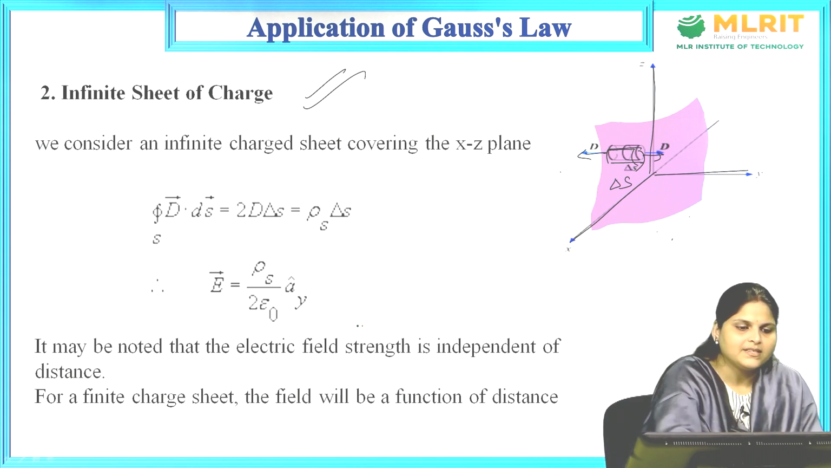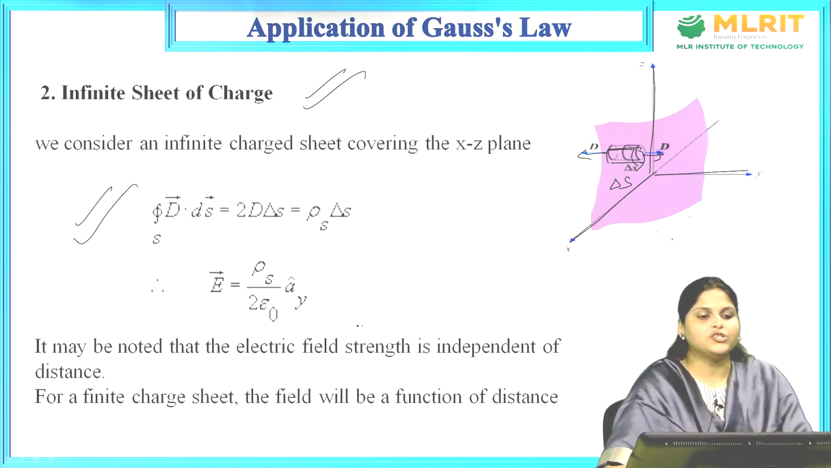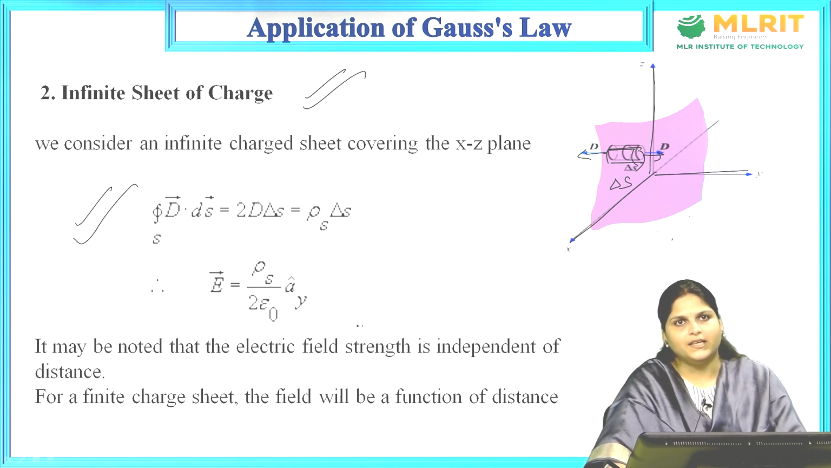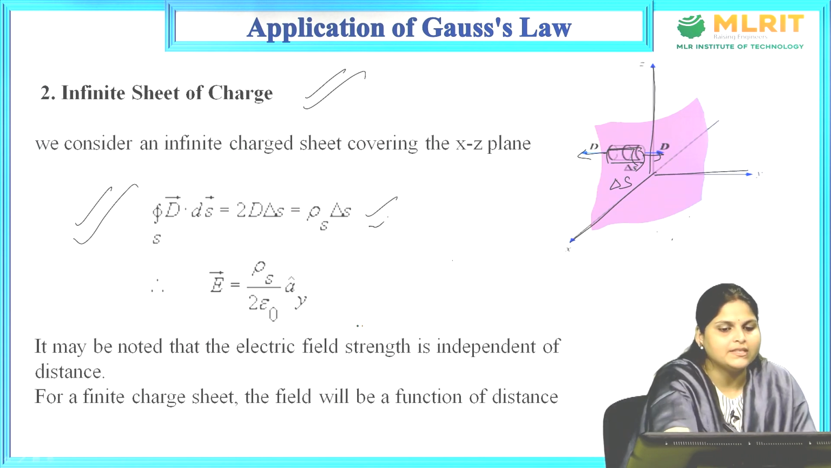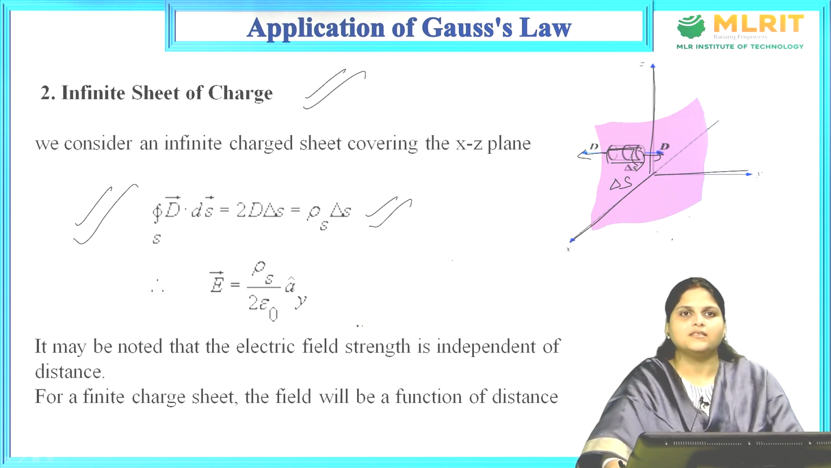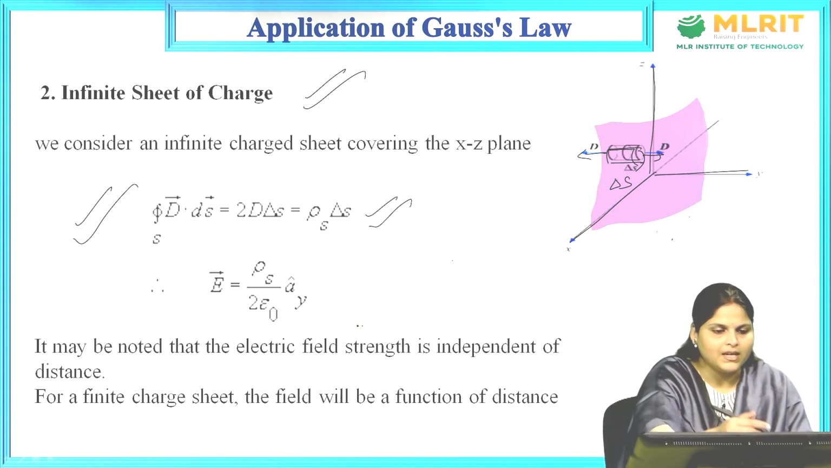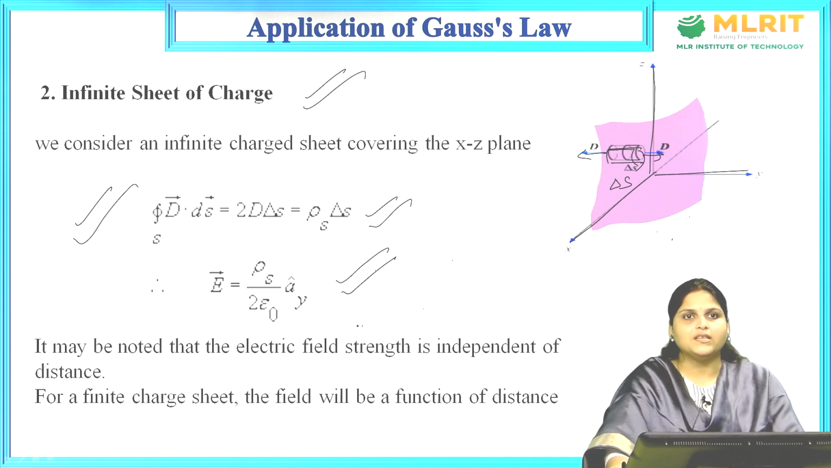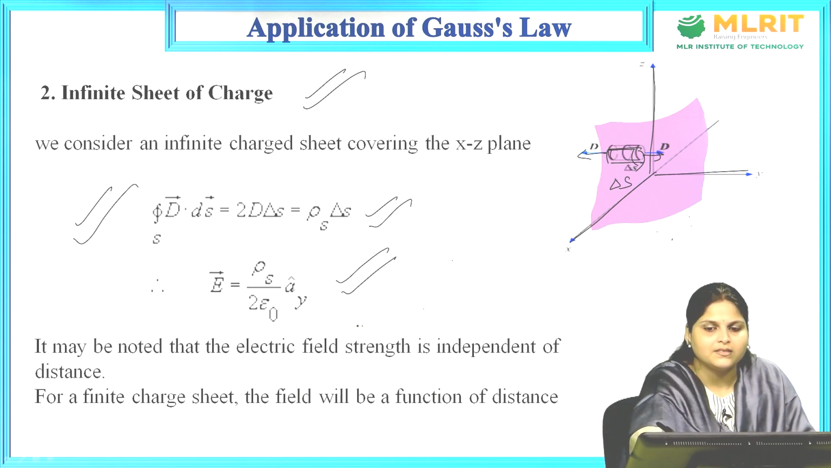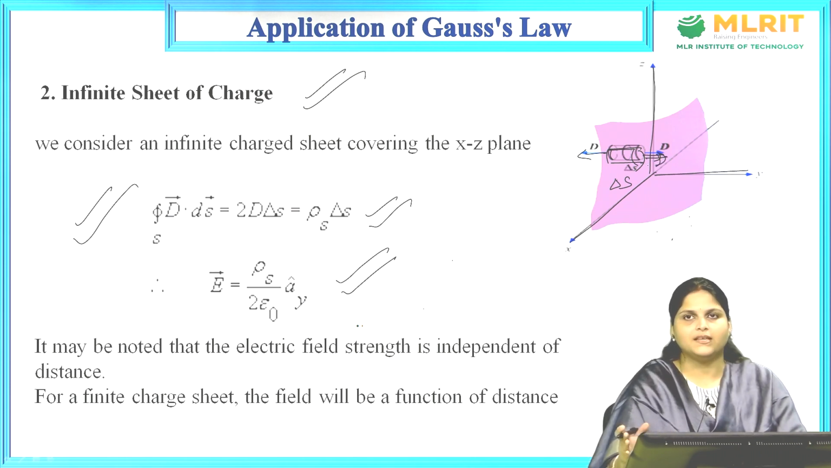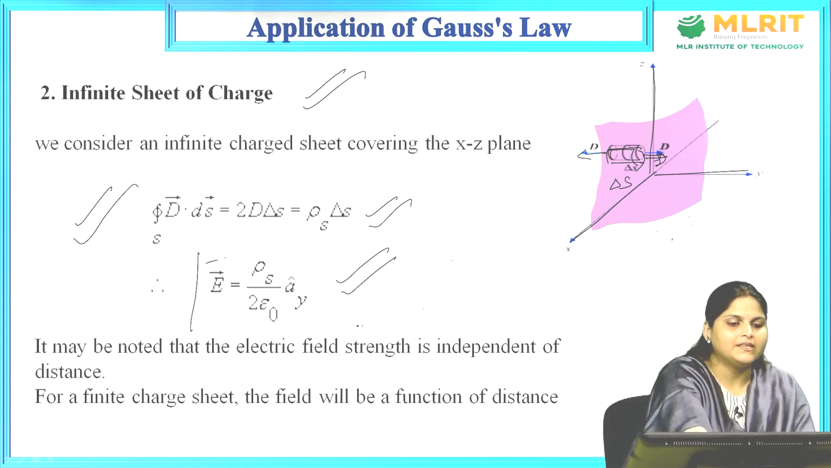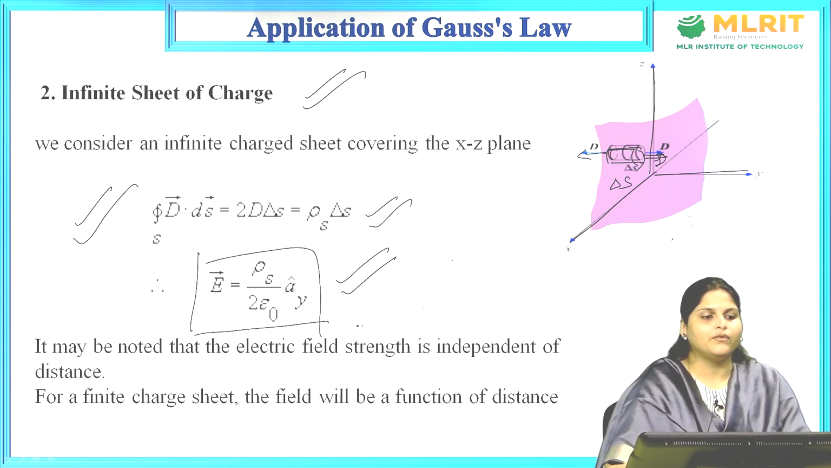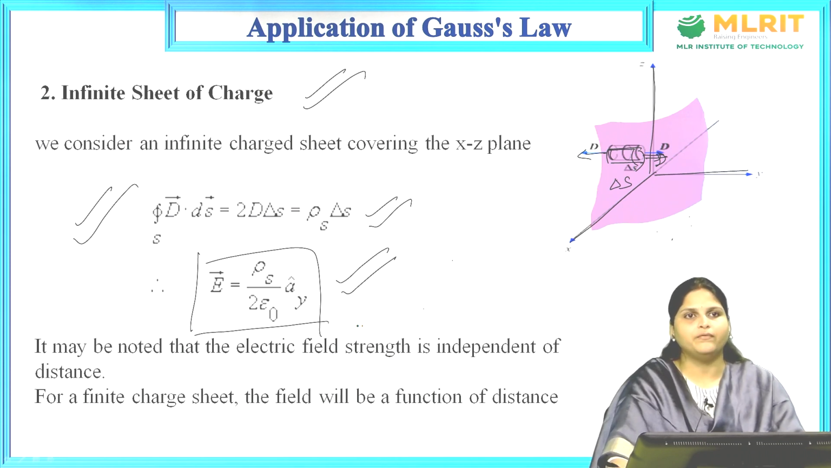So by this arrangement we get the equation, integration of D dot dS equals 2D del S, and it can be written as rho s del S, where rho s is the surface charge density. After solving this arrangement, the equation becomes E equals rho s upon 2 epsilon naught a y. a y is the unit vector, perpendicular to the surface, meaning in the y direction. So this is the electric field intensity we have found by using Gauss law for an infinite sheet of charge.